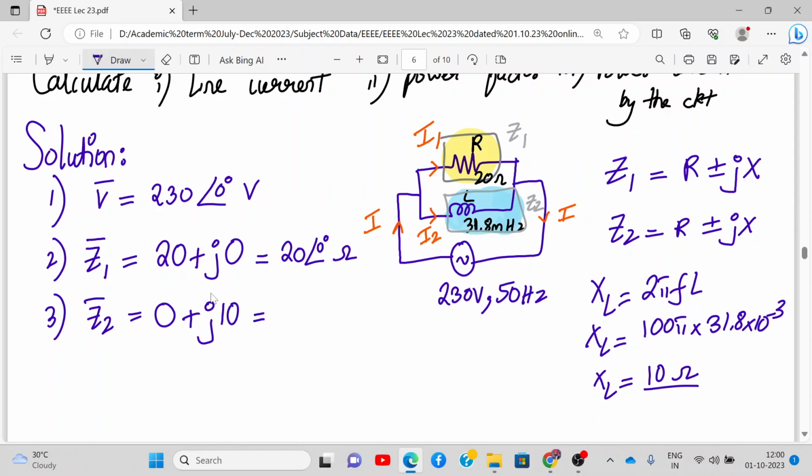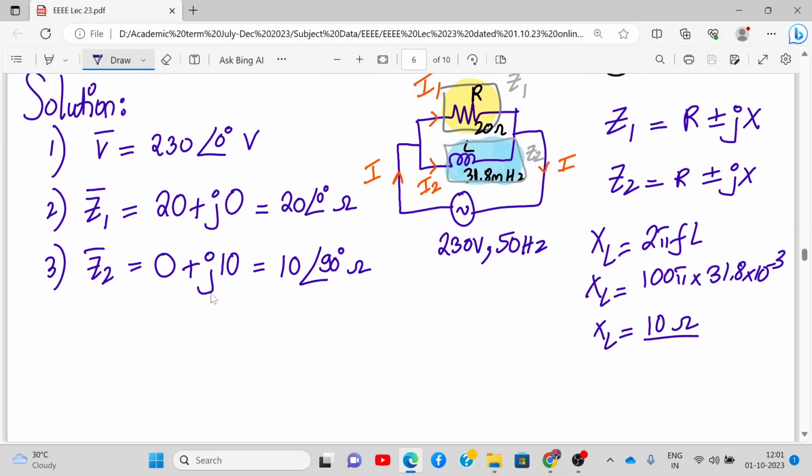Are you understanding? Yes or no? Now convert this into polar form. It will be 10 angle 90. You can check it out. Are you understanding how we have written this? Because in the second case there is no resistance. There is only inductive reactance. So it will be 0 plus J10. If you have understood this, then you have understood what impedances are properly. Is it coming 10 angle 90?